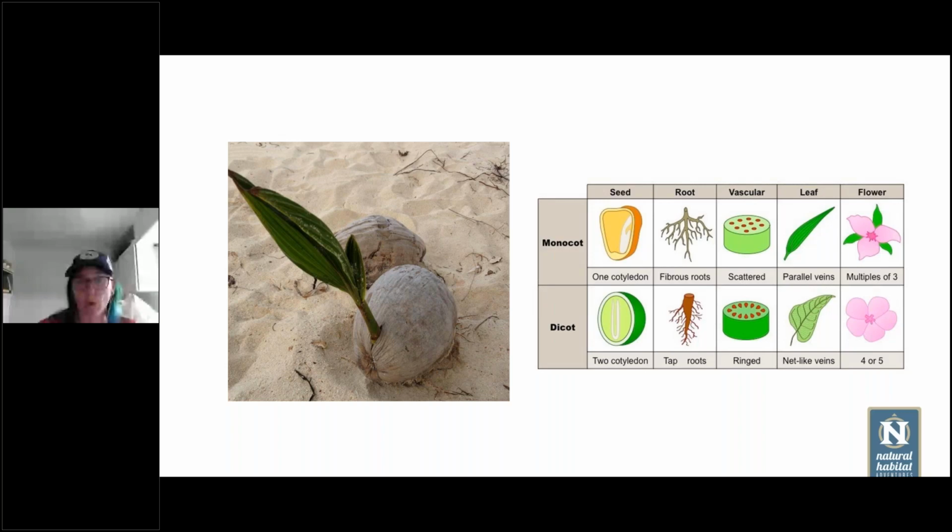So palms are monocots. There's a number of other things that separate them as well. If you look on the right-hand side of the image there, the arrangement of the vascular tissue, the venation, is different as well. And some of the floral structure is also different.